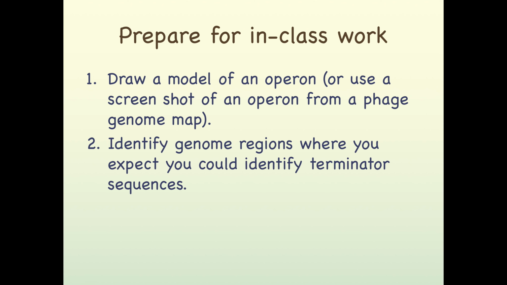So what I'd like you to do to prepare for class is to draw a model of an operon, or you could also take a screenshot of an operon from one of your phage genomes. And I'd like you to identify regions in the genome where you would expect to find a terminator. The other thing you might think about is being able to draw some of the alternative structures for terminators that are a little bit different than the L formation that we talked about in this lecture.